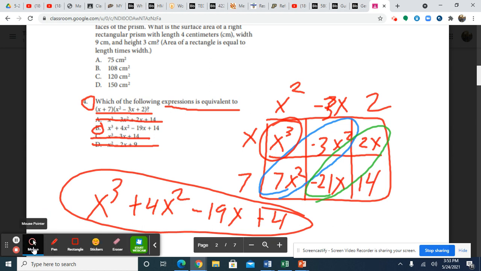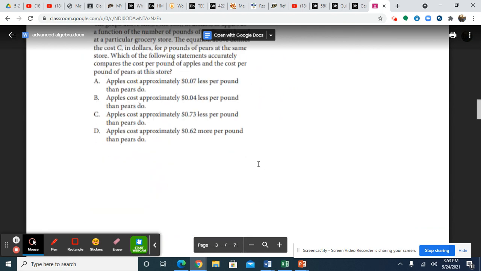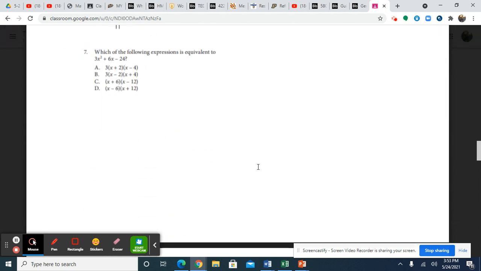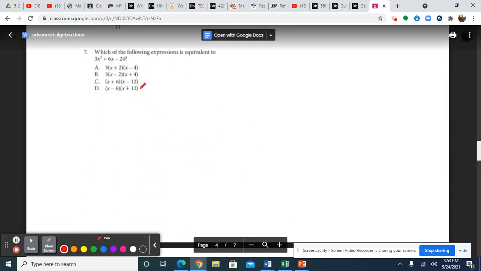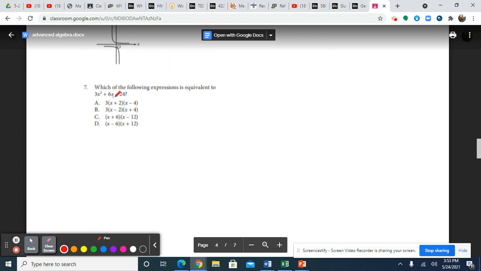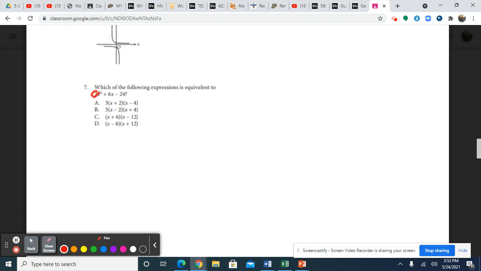So moving on to number 7. With number 7, we need to factor out this equation. Now, one of the things that we can always do before anything is see if there's anything common between these two. And as it turns out, we can factor a 3 out of that. So we're left with x squared plus 2x minus, that would be 8.